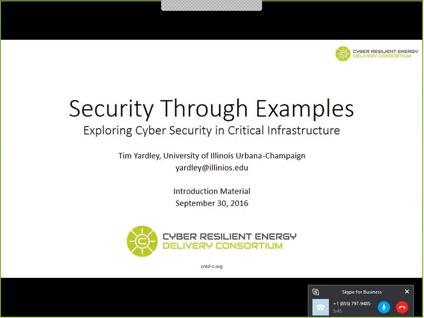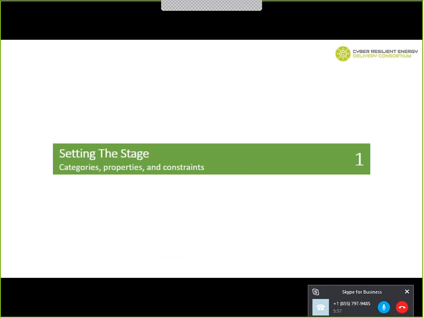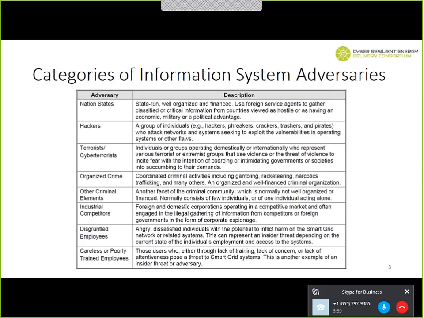So I was asked to talk about ethical assessment. I'm going to talk about ethical assessment as sort of an interlude, and talk about security through examples in critical infrastructure. We'll start by setting the stage, talking a little bit about what these systems are.